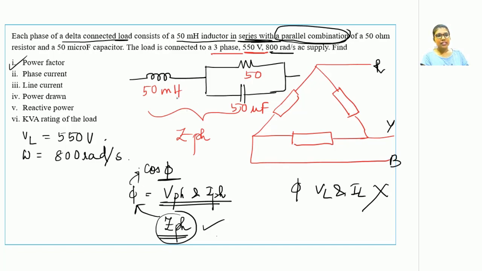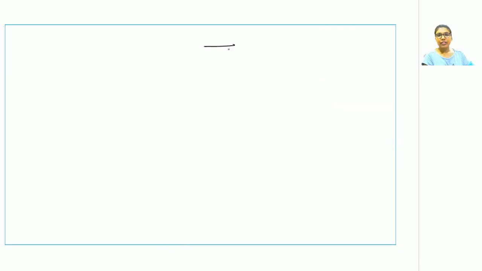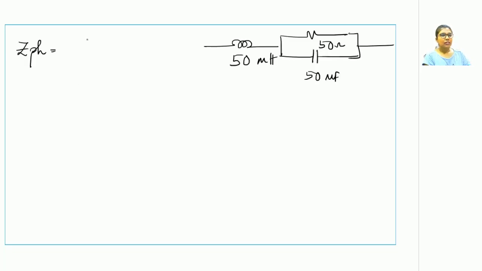So let us start working with the value of Z phase. Now as Z phase is a series and parallel combination of three elements, we have to figure out the value of Z phase first. I am drawing the load impedance once again over here for our reference. So this is the load impedance. It is given as plus jXL plus the parallel combination of R with minus jXC, where minus jXC represents the capacitive reactance of the capacitor.